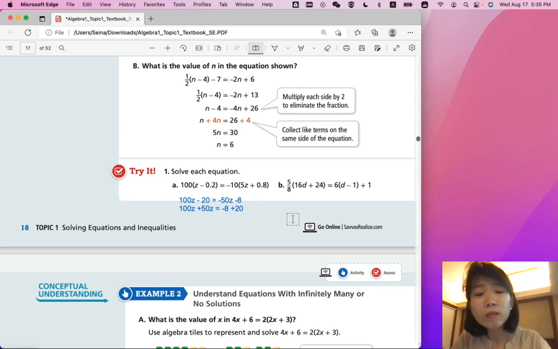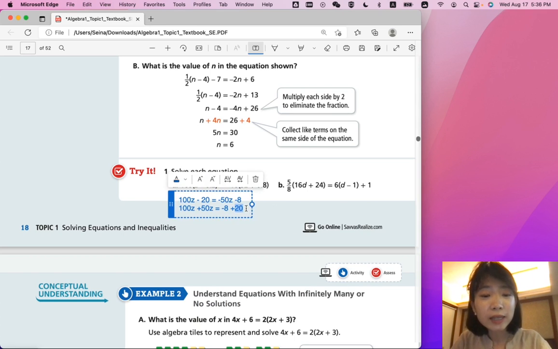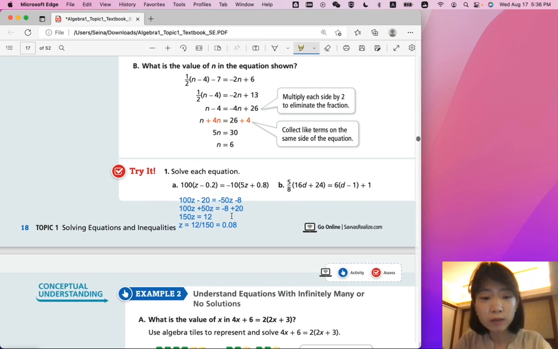Okay? And then you add the like terms. 100 plus 50 is 150z. And 20 minus 8 is 12. So you should get z is equal to 12 divided by 150, which is equal to 0.08. So the answer for part A is 0.08.